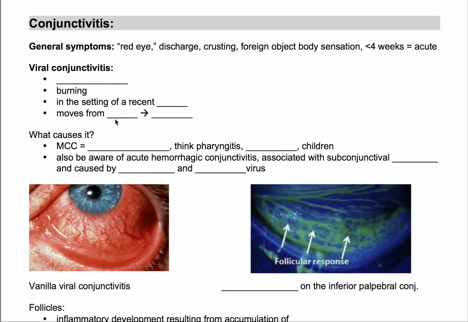First of all, what is conjunctivitis? Well, it's inflammation of the conjunctiva. Generally, patients can have a red eye, discharge, crusting, and if this has only been going on for a few days or a couple weeks, it's an acute case of conjunctivitis. So the hallmark features of viral conjunctivitis are going to be itching, burning, and especially look for recent upper respiratory infection or recent cold. And it usually moves from one eye to both. OU is our abbreviation for both eyes. The most common cause is going to be adenovirus.